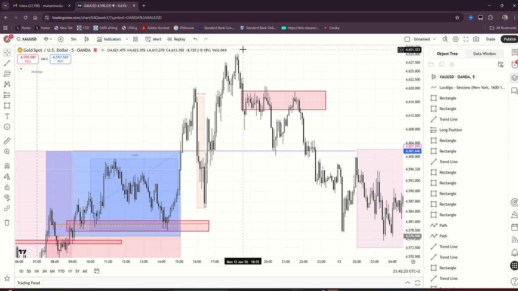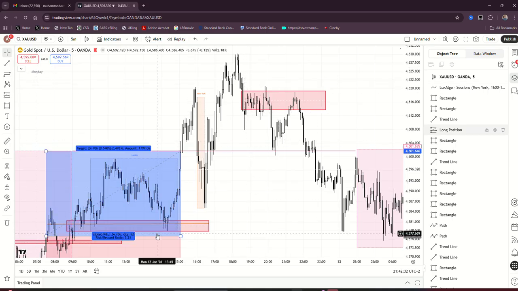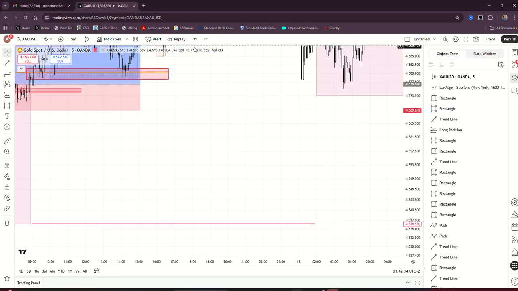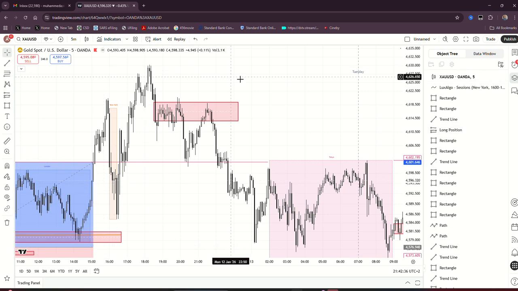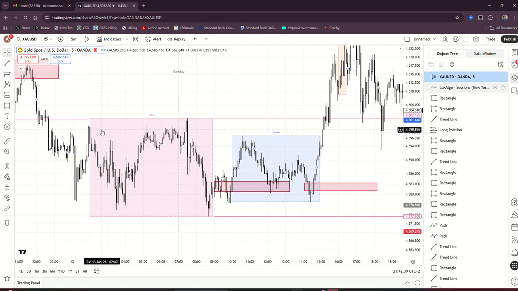Stop loss maybe above here if you wanted, or you could even have the stop loss here if you want a tighter stop loss. That's probably the tightest you can get. And there's your trade there. There's a couple of trades you could have taken in this day.